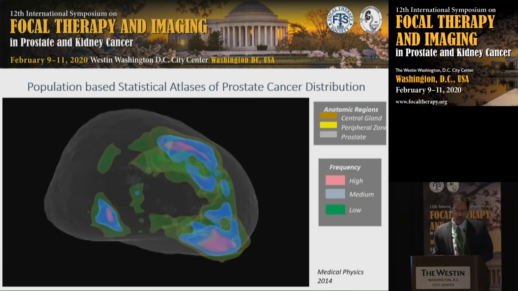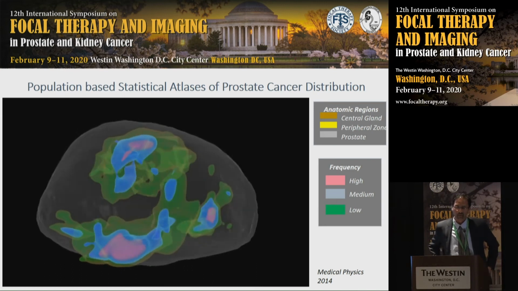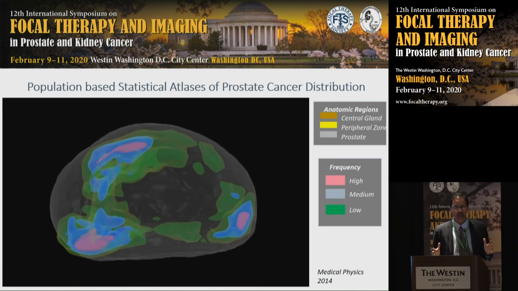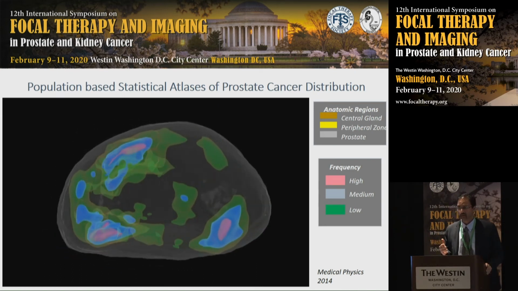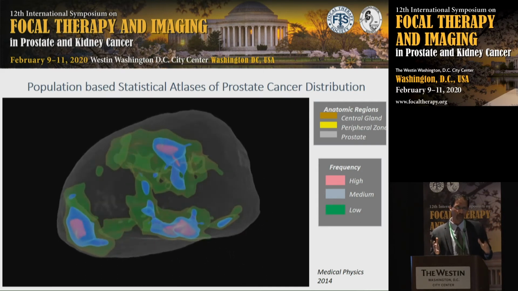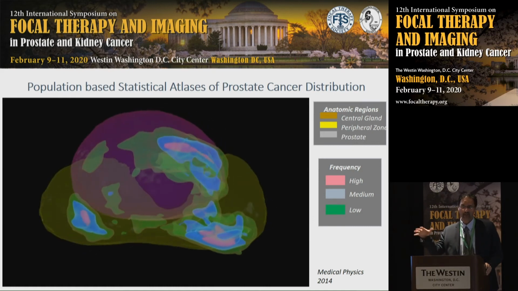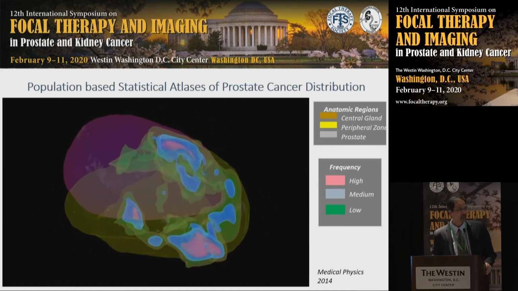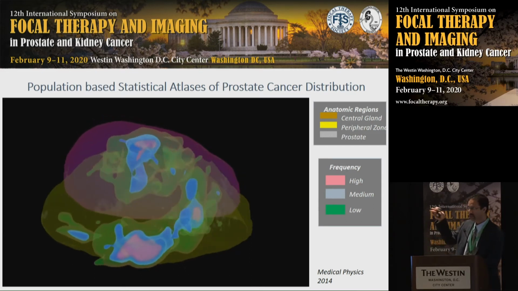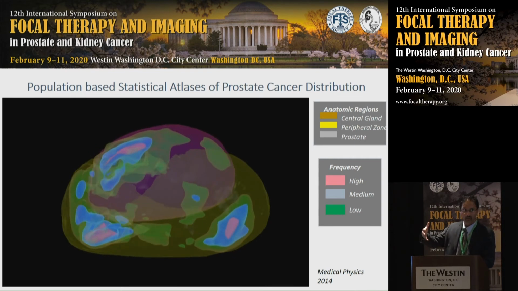We've actually taken this approach and applied it in a population-based way. This is work we published about 4 or 5 years ago, where we took a large cohort of patients, all of whom had had radical prostatectomy, applied the same fundamental process of co-registering the pathology to the MR, and mapped the tumor extent from the path onto the MR. But what was nice now was that we were able to create a spatial distribution of the disease extent across an entire population of patients.